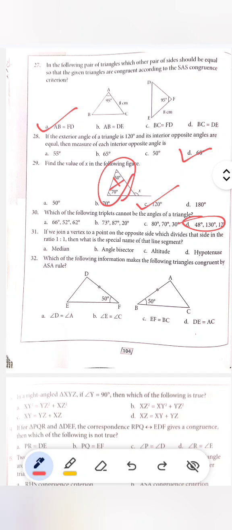Now question number 31. If you join a vertex to a point on the opposite side which divides the side in the ratio 1 is to 1, what is the special name of that line segment? That is called the median.